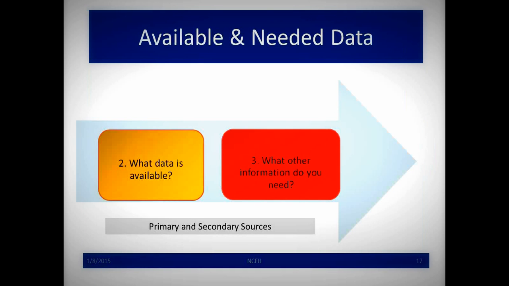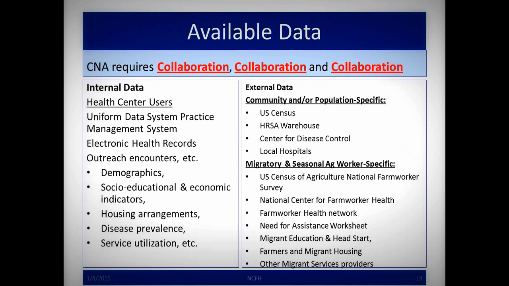Next, you need to find out what data is already available and what data you need to collect. To find out what data is already available, look both internally at your health center and externally at local agencies, as well as primary and secondary data. Start with the closest area in your community. Then if you don't find additional data, you can expand to the county, state, or national data sources.